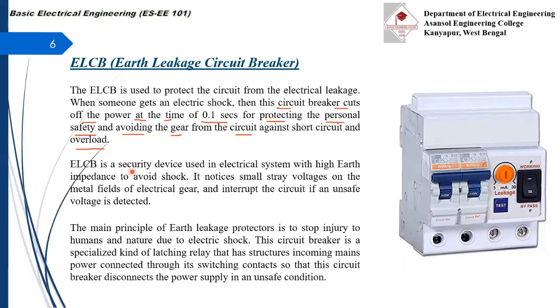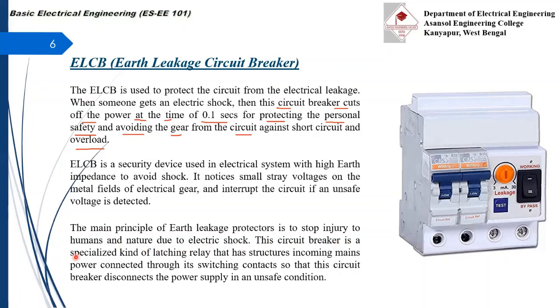ELCB is a security device like MCB, RCCB and MCCB used in electrical systems with high earth impedance to avoid shock. It notices small stray voltages on the metal frames of electric gear and interrupts the circuit if an unsafe voltage is detected. The main principle of earth leakage protectors is to stop injury to humans and nature due to electric shock.